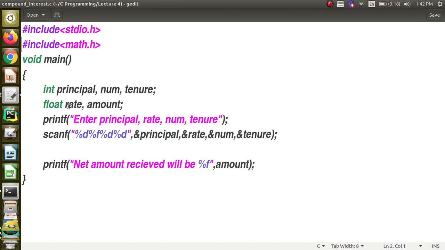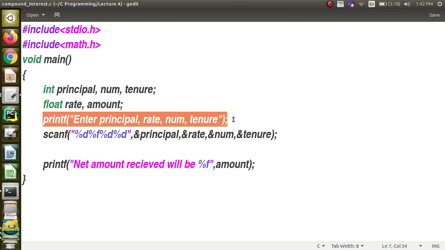There may be a decimal part in the rate of interest, so I am declaring it as float, and the total amount received also I am going to have as float. Okay, and this is the interactive statement I am going to give to the user to make him understand in which order he has to enter the input.